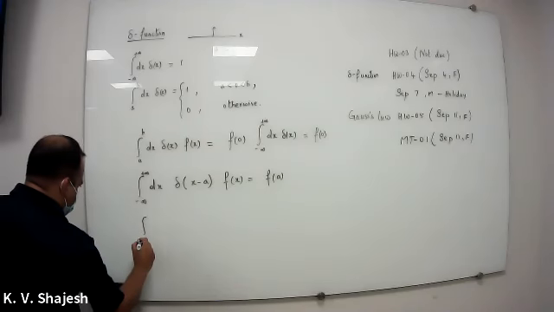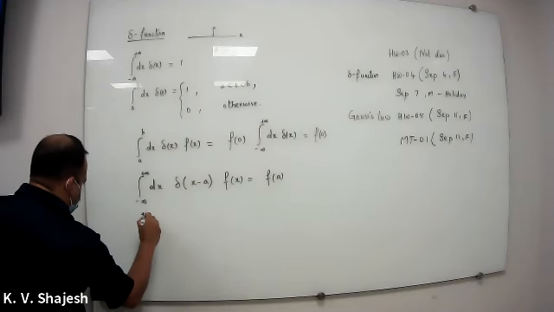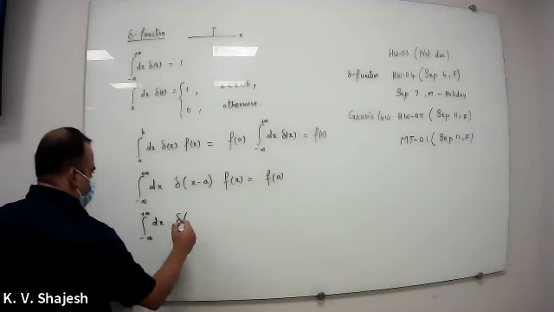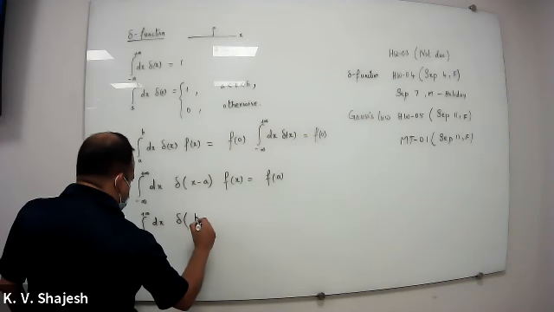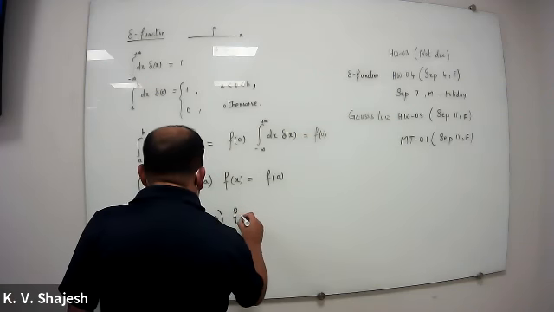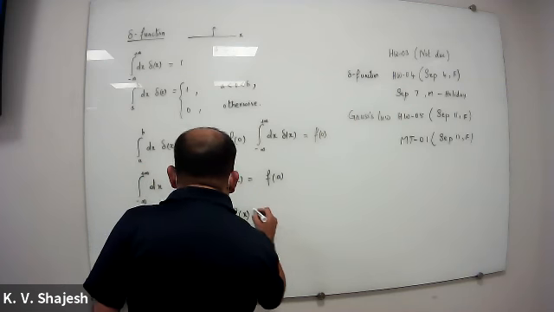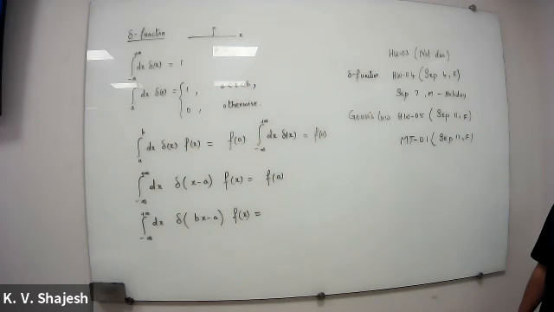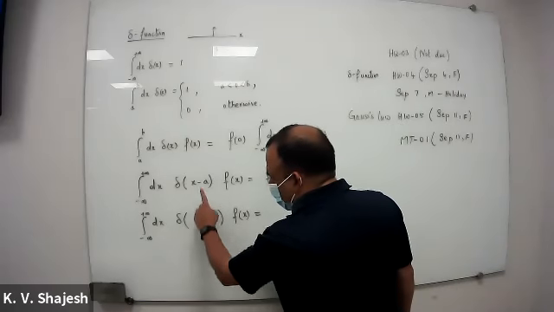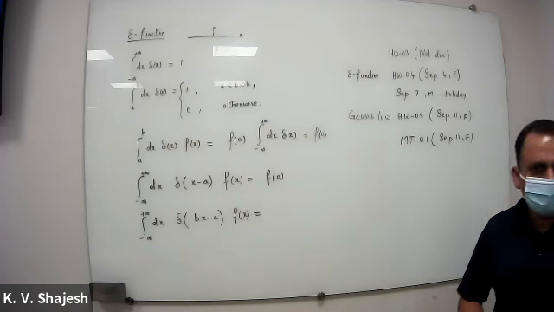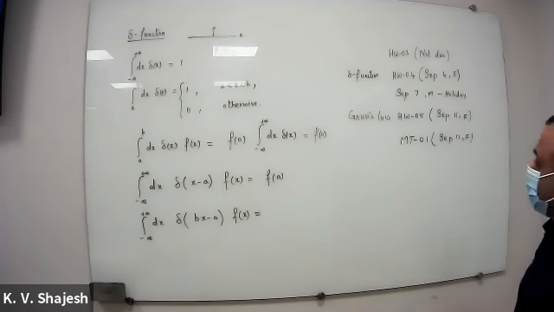What if there is a constant multiplied by that? So this need not always be x minus a. So this is b of x minus a times f of x, and we would like to know what that is equal to. Right? The only difference here is that b is multiplying this x, and we would like to know what that is.